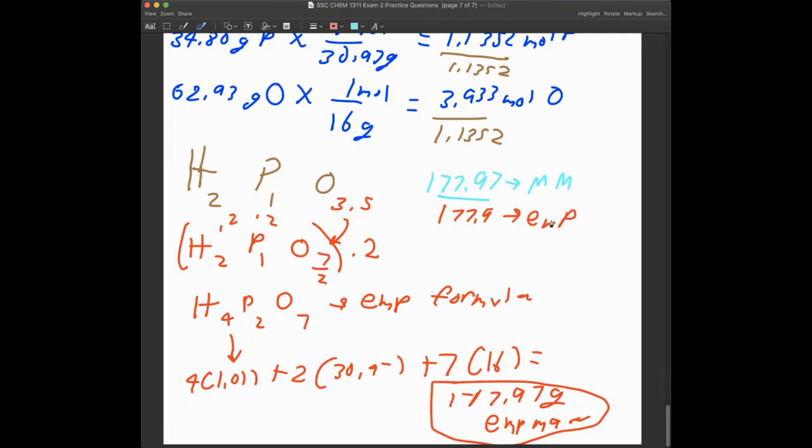So n is equal to 1. Let me just do this in a different color so that you guys can follow along. And this one, therefore, the molecular formula is the same. Okay, and that's the end of our problem solving session.